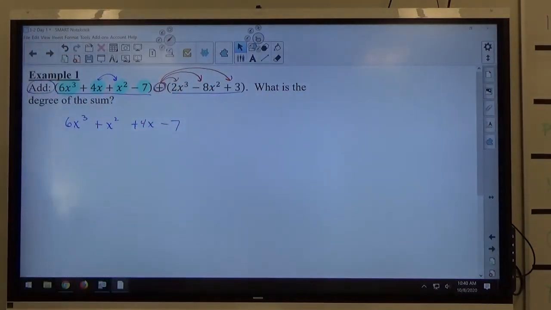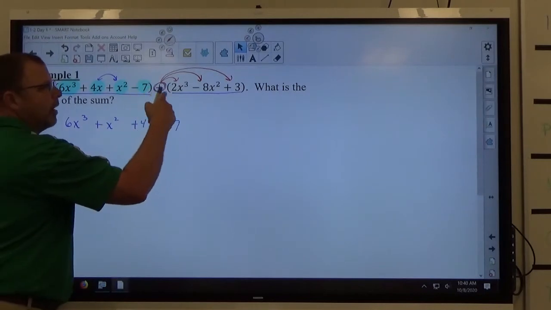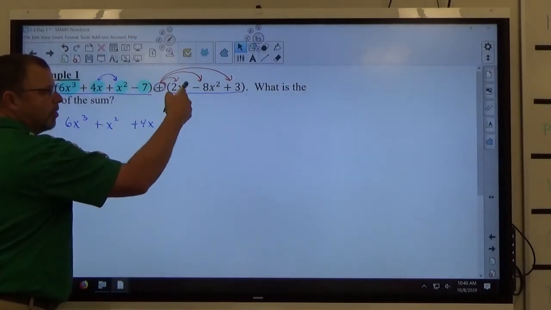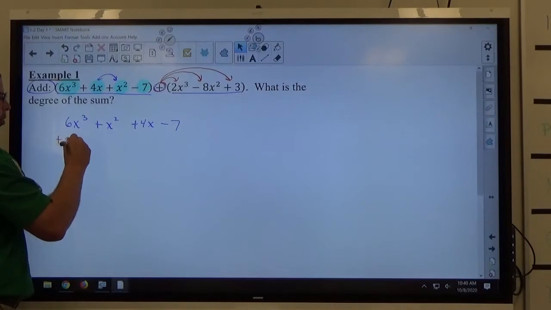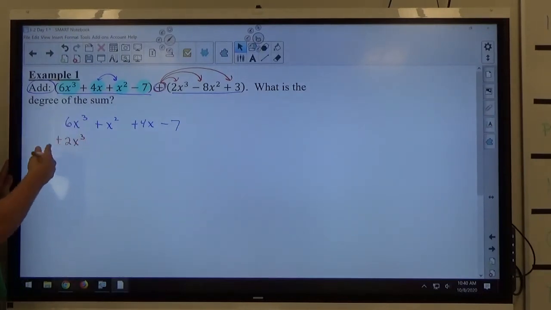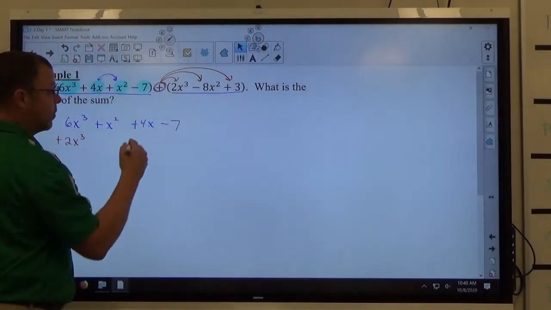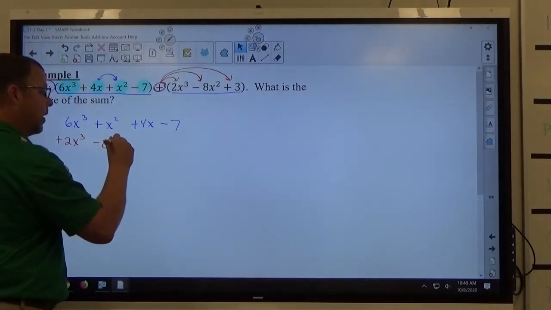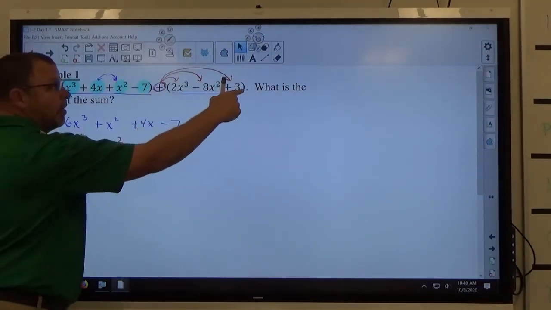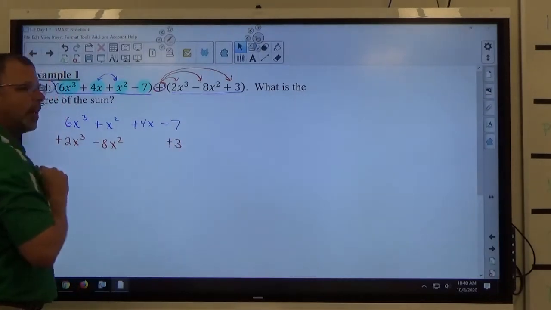Now what I personally do for an addition problem is I write underneath the first one the second one. So I would put them in columns, and the columns I'm going to do in like term fashion. So when it says plus 2x cubed, because that's positive and that's positive, I'm going to put plus 2x cubed right underneath 6x cubed. I want like terms to line up. Then I have plus negative 8x squared, which is minus 8x squared. Then I have plus positive 3, which is plus 3 underneath the negative 7.